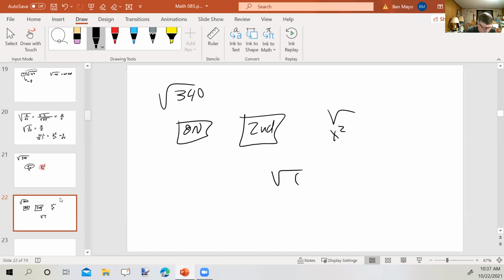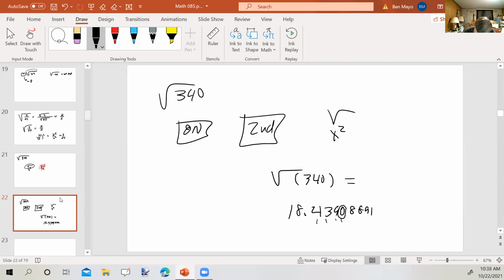I put in the number 340 and put in the right-hand parentheses and push equals. And I get 18.43908891. But the directions said to give the answer to 4 decimal places. So 1, 2, 3, 4.